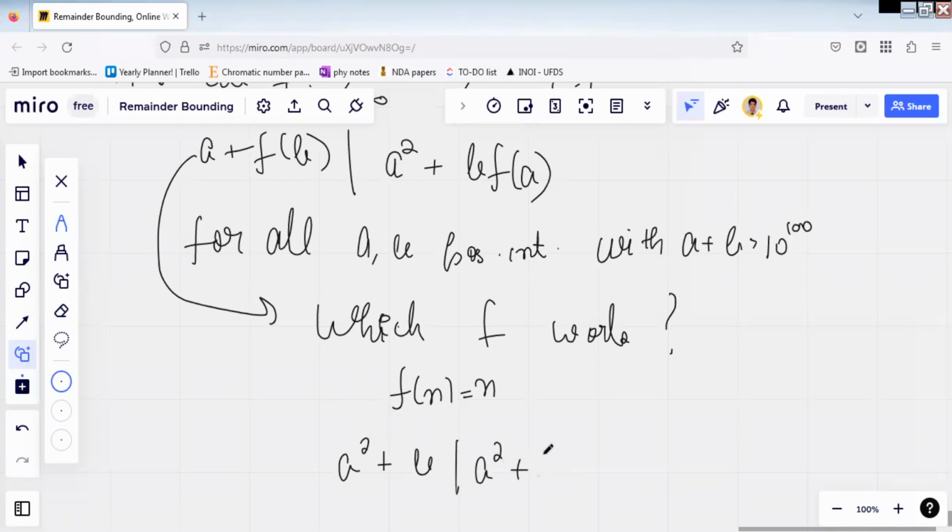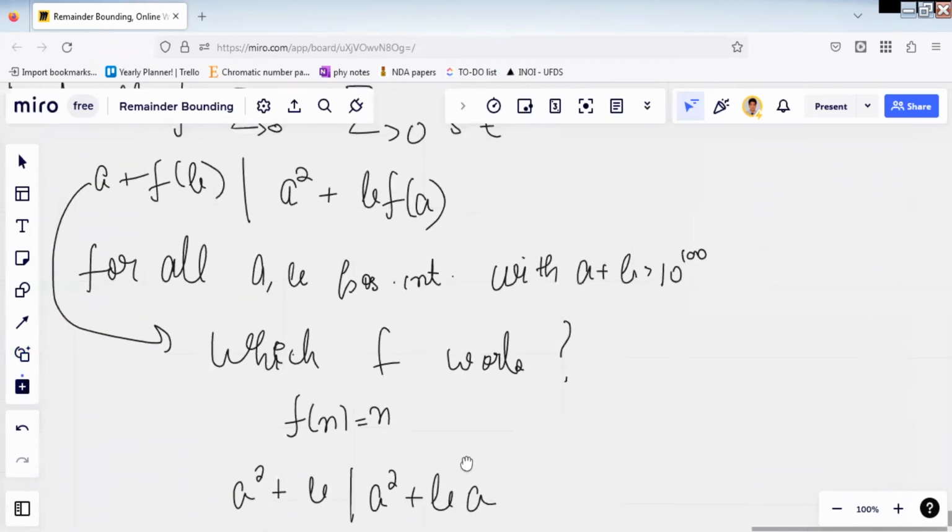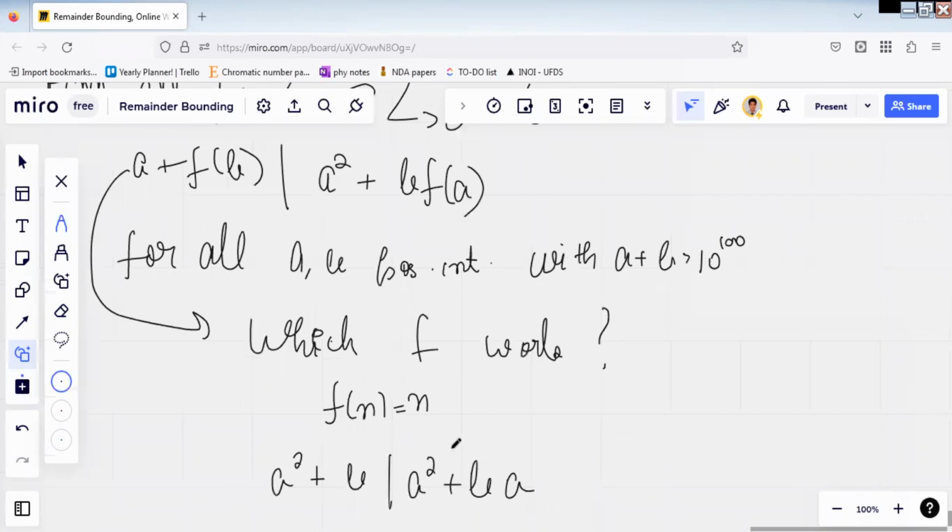Yes, that works. So a square plus b divides a square plus b times f(a), with b times a. Sorry, I mean, sure. Yeah, f of n equals n works, but there are more solutions which work related to this, if that helps. f(n) equals cn. Yes, f of n equals cn works.